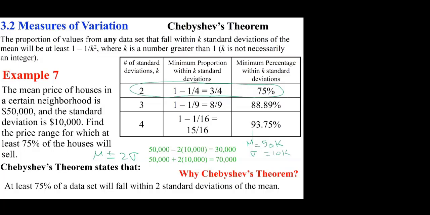But why Chebyshev's? Why not the empirical rule? We use Chebyshev's theorem when we don't know anything about the distribution. The distribution is not mentioned to be normal. Therefore, we have to use Chebyshev's theorem.